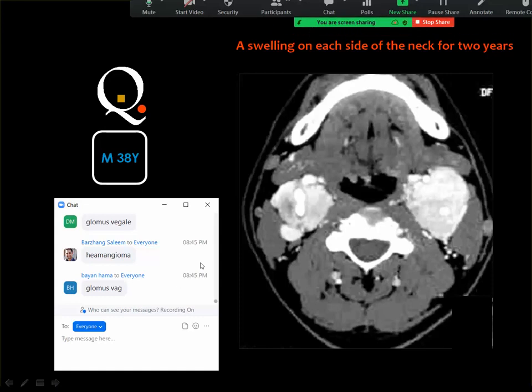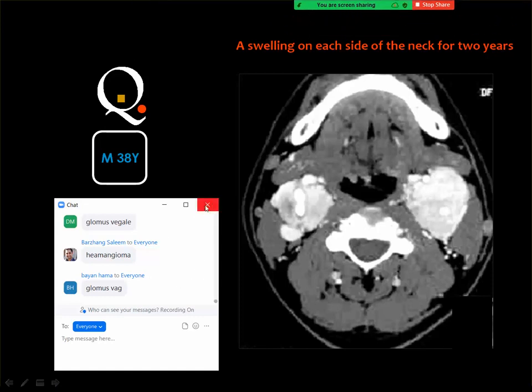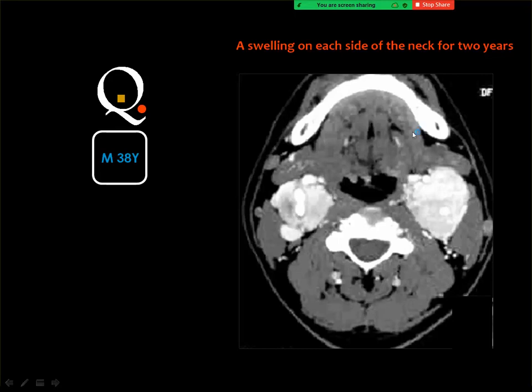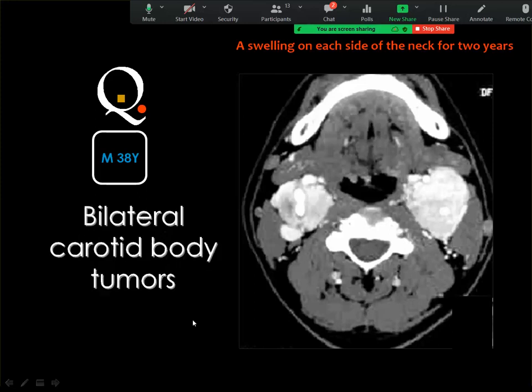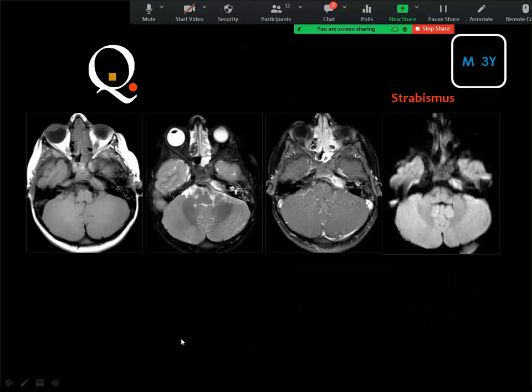And this is glomus, but the glomus vagale should displace the carotid arteries anteriorly. The glomus vagale occurs posterior to the carotid, but the carotid body tumor occurs at the bifurcation of the carotid arteries. And if the lesion is big, it will encase the arteries, but the glomus vagale will displace the carotid vessels anteriorly and the internal jugular vein posteriorly. Then this is a case of bilateral carotid body tumor with marked enhancement of the lesions.